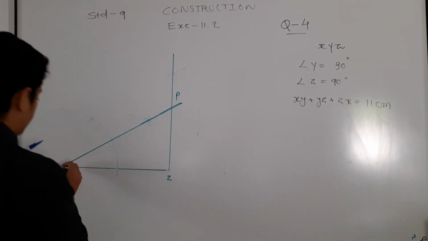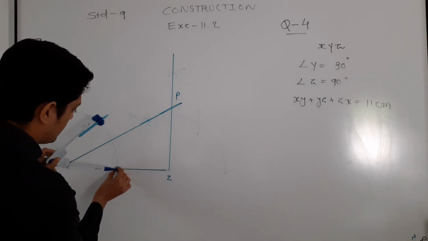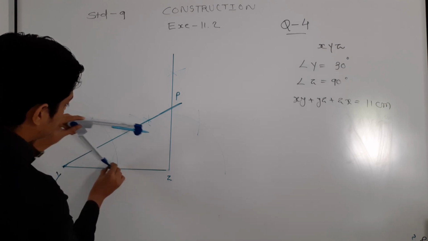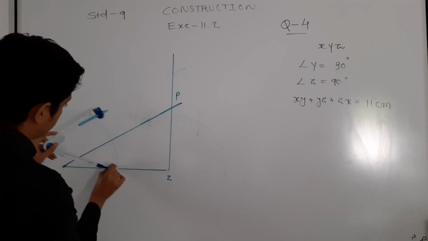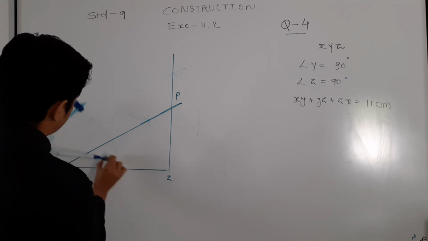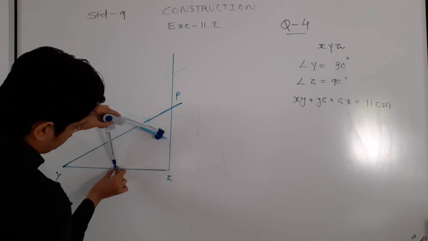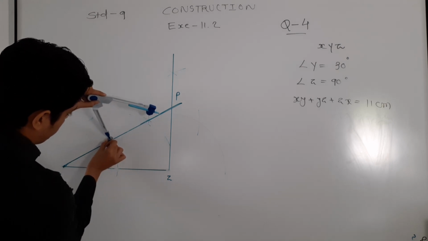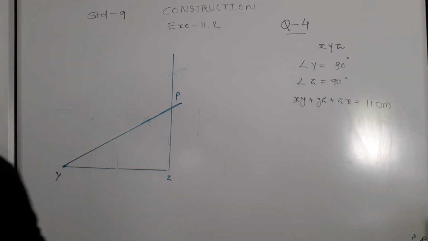Then its bisector we will draw. Okay, this is because 30 degrees, so without changing radius, this is 15.